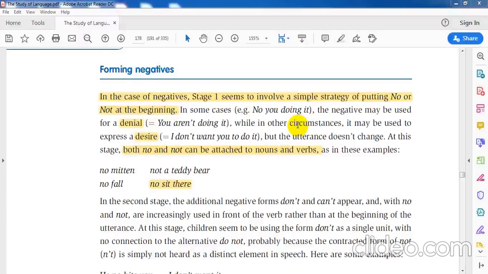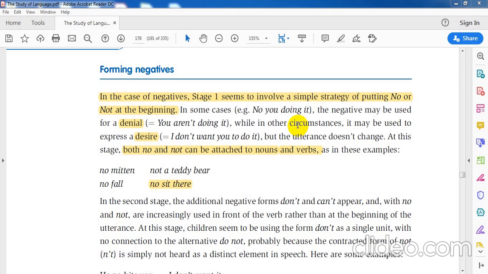Now, it is very important to remember that during the development of the syntax stage, the child develops the formation of questions and the formation of negatives at the same time. So it means these two linguistic structure formations occur at the same time within three stages.